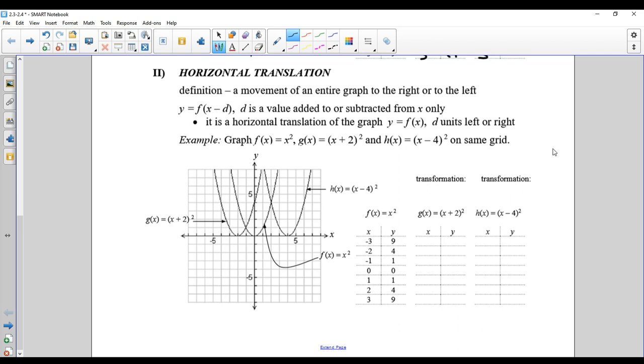That's the difference. When you're doing vertical translations, you did the function, then you added on something, or you subtracted something. Now you're taking the function and doing something to the x first, adding on something to the x, or subtracting something from the x, and then you do the function. In this case, it's x squared. So what's going to get affected this time? Is it going to be my x's or is it going to be my y's?